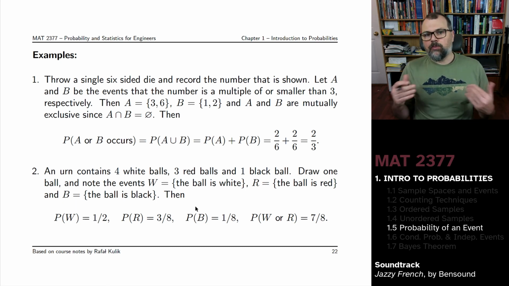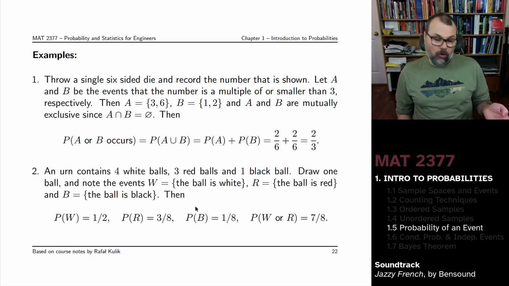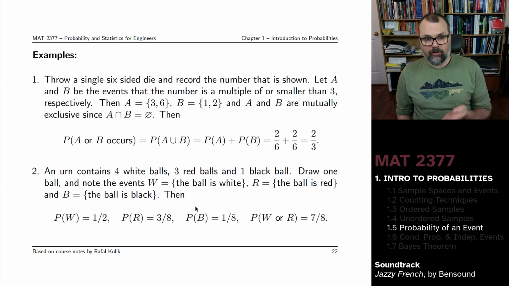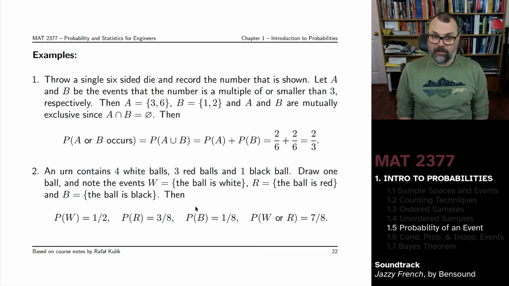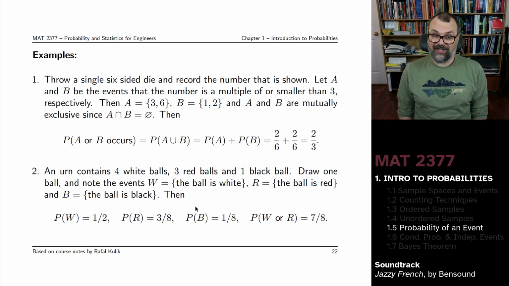These two events are mutually exclusive. It is impossible for your roll to both be a multiple of 3 and simultaneously be smaller than 3, because the only outcomes that are multiples of 3 would be 3 and 6, and the only outcomes that are smaller than 3 would be 1 and 2. And if you look at these two sets of outcomes, these two events, and you look at their intersection, there's nothing in there. The intersection is empty.